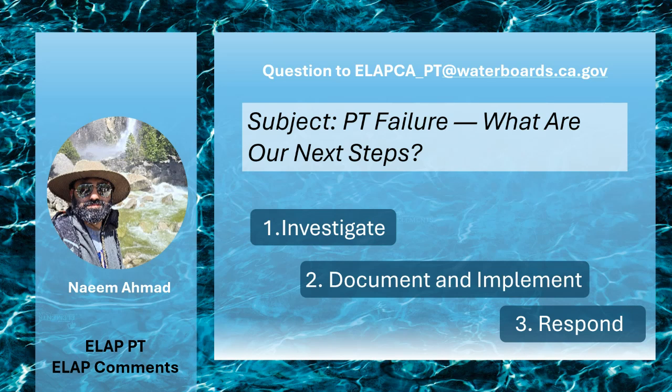ELAP regulations require laboratories to perform several different steps after failing a PT. The first step is to conduct a thorough investigation to determine the root cause of the failure. The laboratory must document its findings. The laboratory is required to implement corrective action. The laboratory is required to perform a corrective action PT.